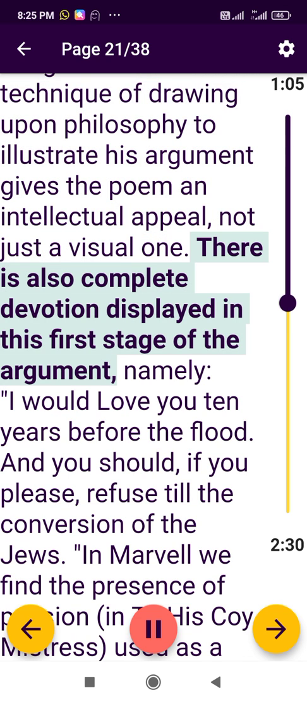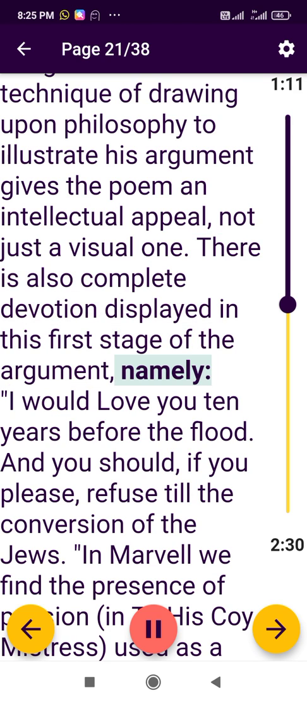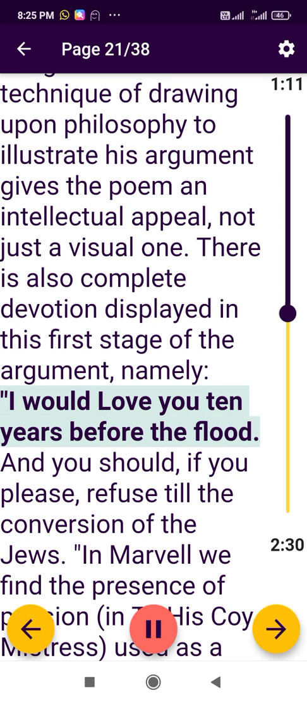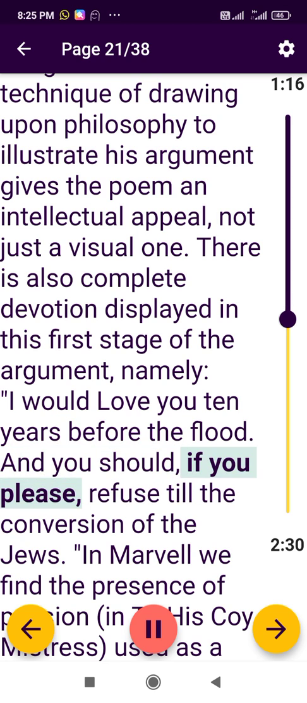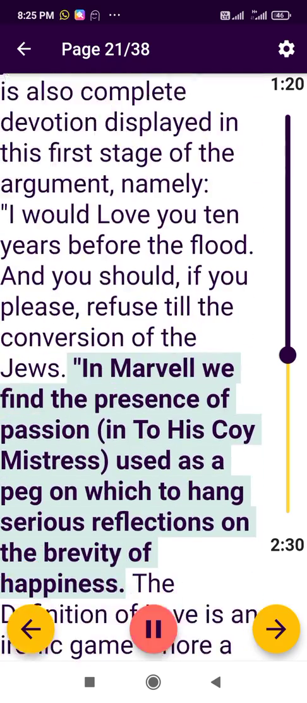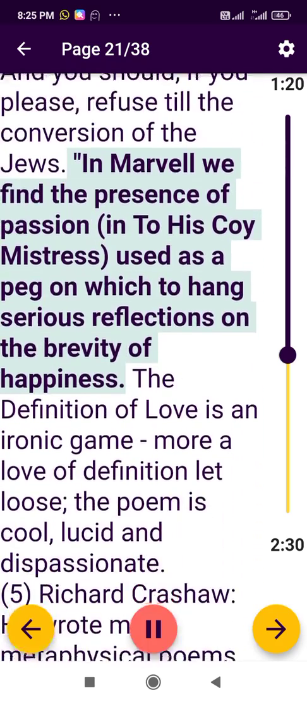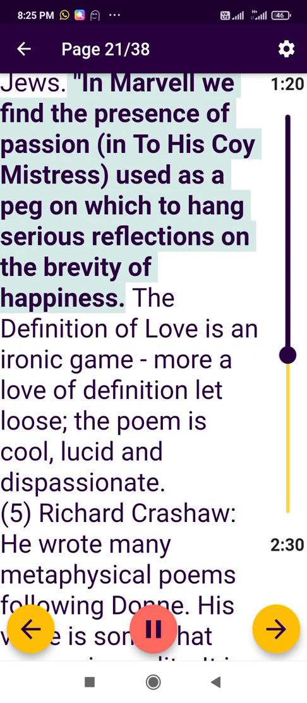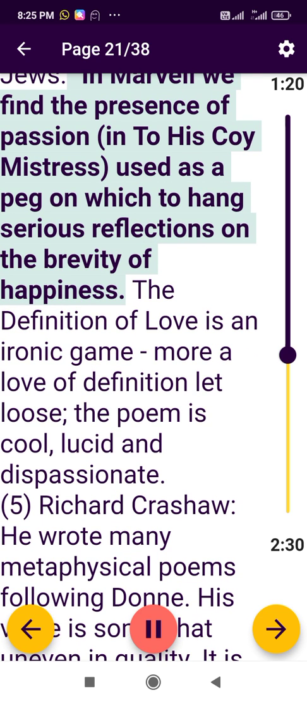There is also complete devotion displayed in this first stage of the argument, namely, "I would love you ten years before the flood, and you should, if you please, refuse till the conversion of the Jews." In Marvell we find the presence of passion in To His Coy Mistress, used as a pagan backdrop on which to hang serious reflections on the brevity of happiness.